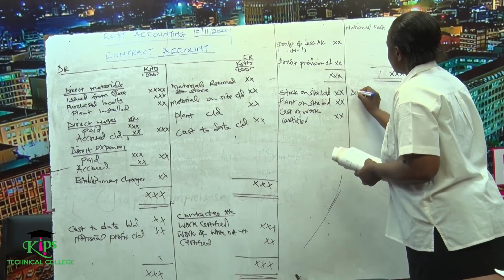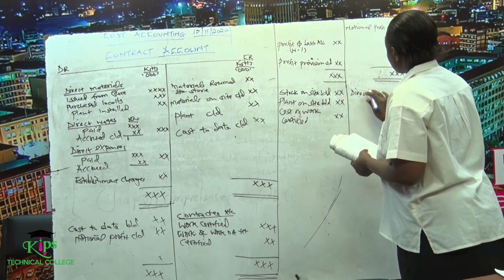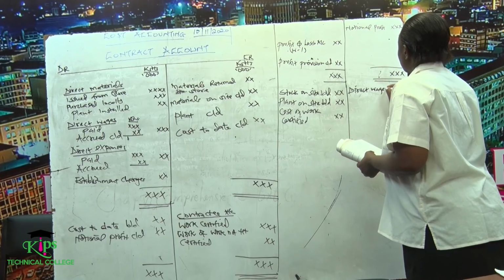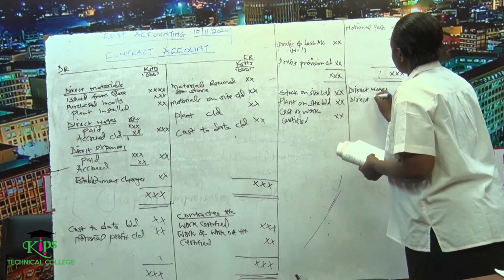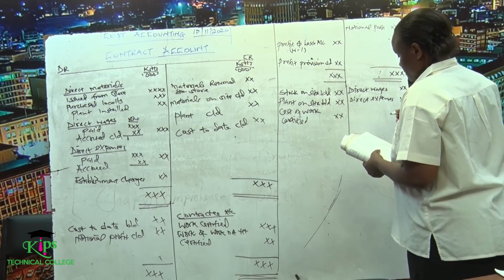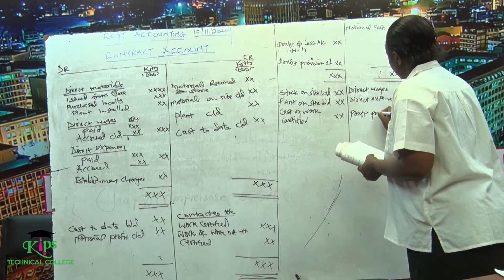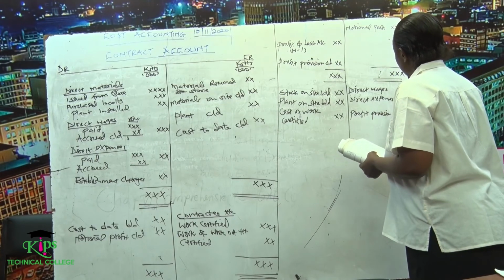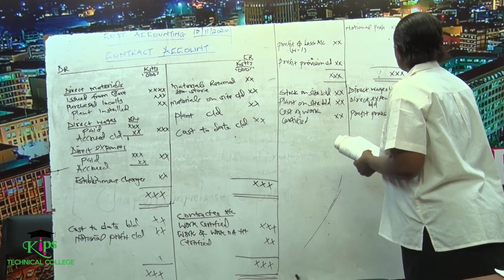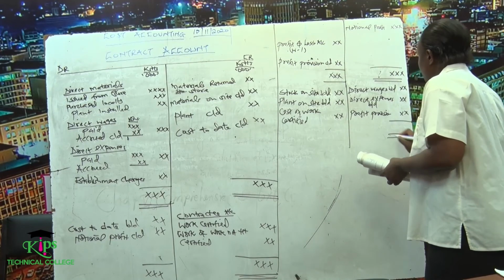Then we have the direct materials. These are the ones which you are going to start with. In most cases we have direct wages, direct expenses, and the profit. This one is carried down. So the amount which we get is the one which you are going to write on the contractee account.